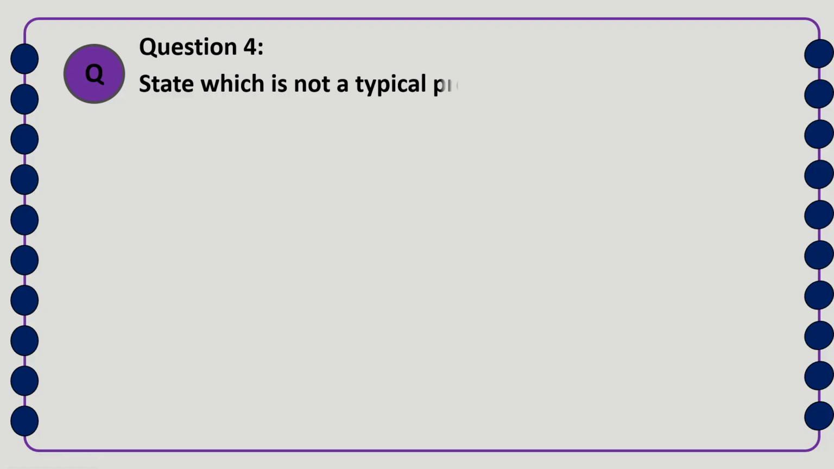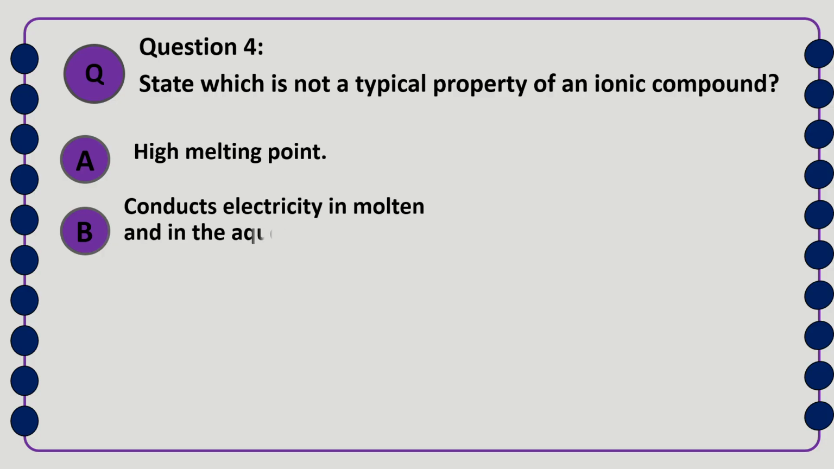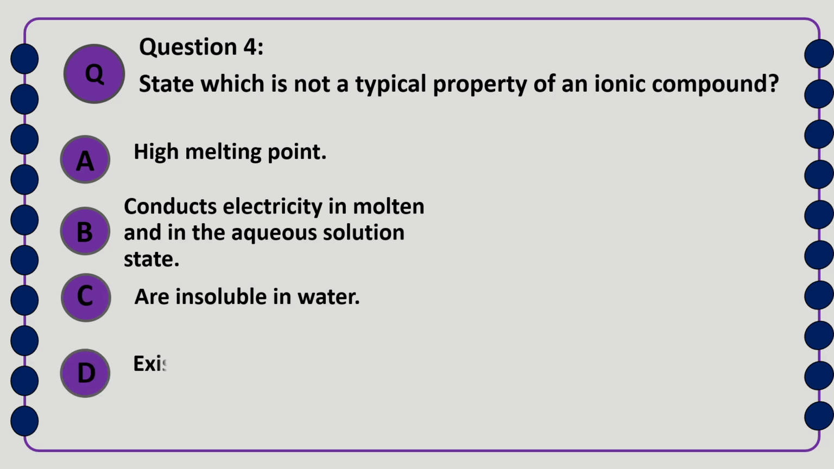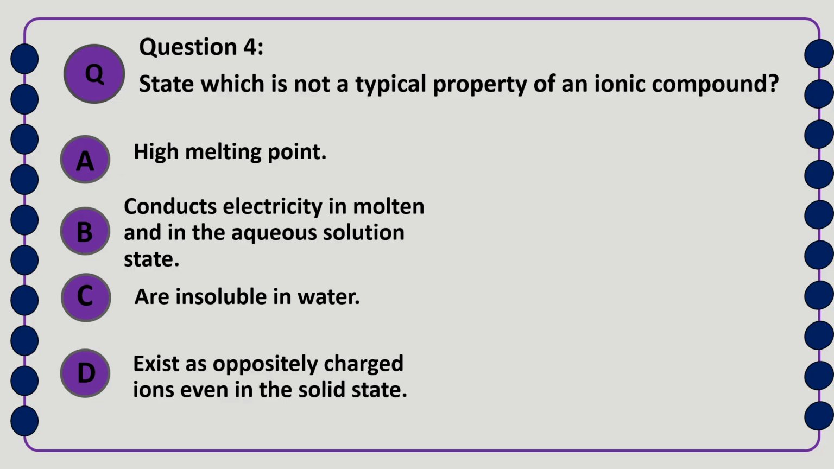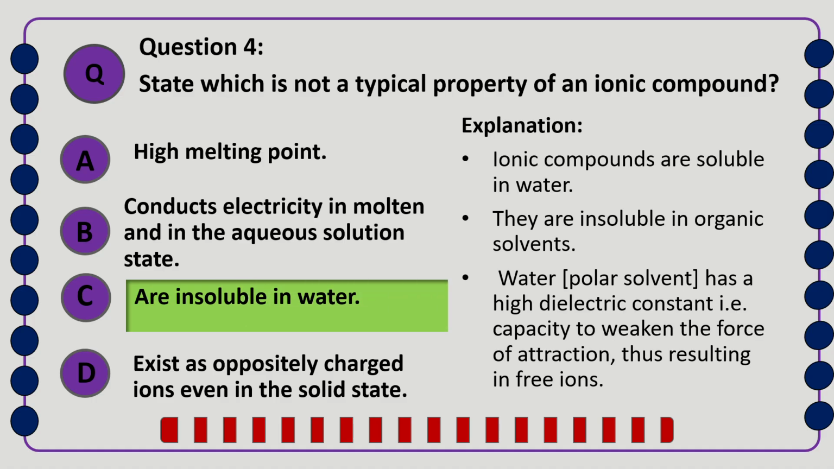Question number 4. State which is not a typical property of ionic compound. High melting point, conducts electricity in molten and in the aqueous solution state, are insoluble in water, exist as oppositely charged ions even in the solid state. The correct answer is are insoluble in water.